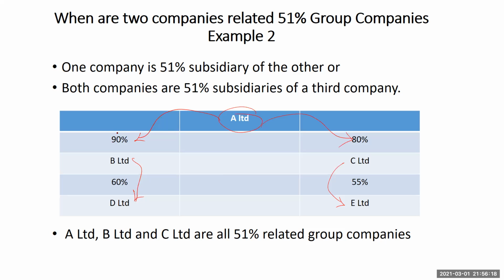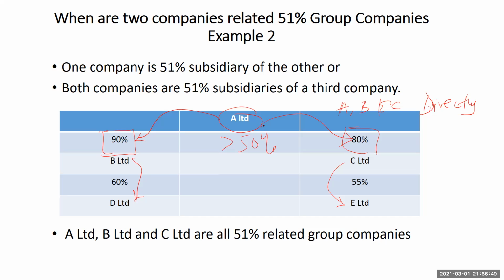So for these, we can easily tell, yes, 90 and 80 are more than the 51%, or more than 50%. So they form part of the group. So we can easily find A, B, and C directly, right? We can say there's a direct control or ownership between A, B, and C: A holding 90% of B and A holding 80% of C.